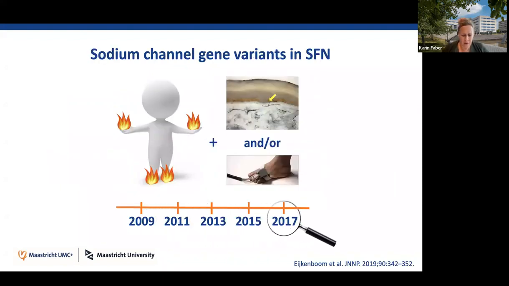And among 1,139 patients with small fiber neuropathy that were seen in our center between 2009 and 2017, 132, which means almost 12%, harbored 73 different potentially pathogenic voltage-gated sodium channel variants, of which 50 were novel and 22 were found in more than one patient.